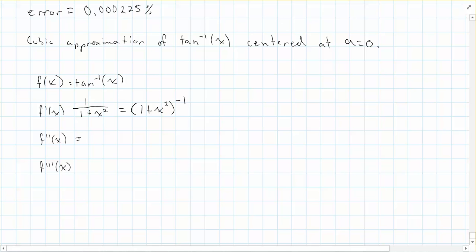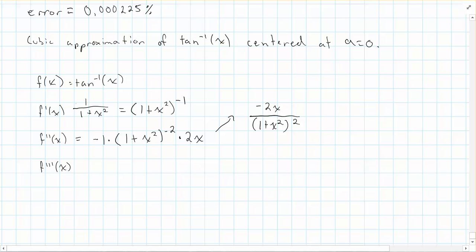So the second derivative would be pretty straightforward. Using the chain rule, you get negative 1 times 1 plus x squared to the negative 2, but using the chain rule, we'd multiply this by 2x. So if we wanted to write this out, this would be negative 2x over 1 plus x squared quantity squared.